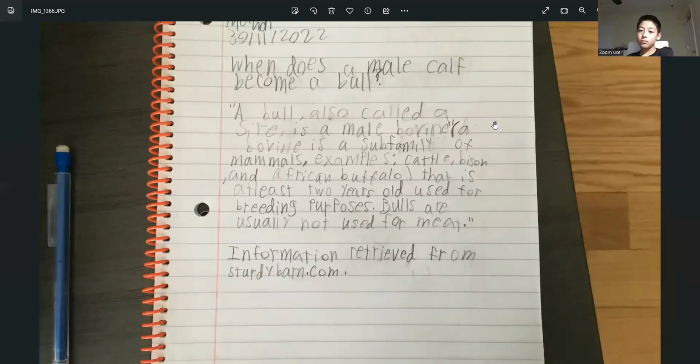Can you see that okay? Go for it. A bull. When does a male calf become a bull? A bull, also called a sire, is a male bovine. A bovine is a subfamily of mammals. Examples: cattle, bison, and African buffalo, that is at least 2 years old, used for breeding purposes. Bulls are usually not used for meat. Information retrieved from StudyBarn.com. Oh, you're thorough, man.